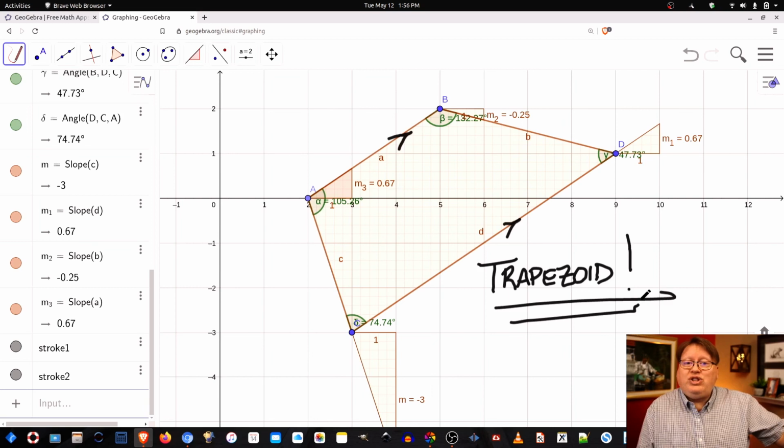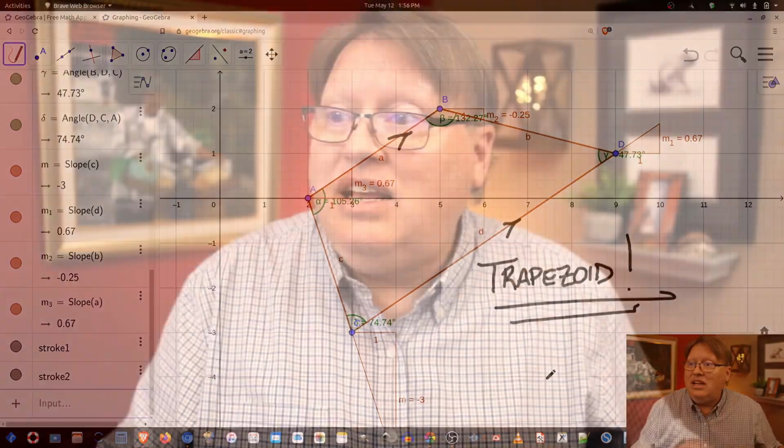Definitely a new shape for us today. So I hope you guys enjoyed working with GeoGebra Classic. I hope you had fun plotting the points, using the polygon tool, measuring the angles, measuring the slopes of the lines. I hope you found that GeoGebra can be a wonderful tool for analyzing geometry problems in the coordinate plane.